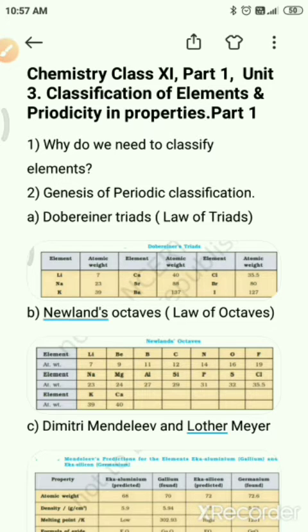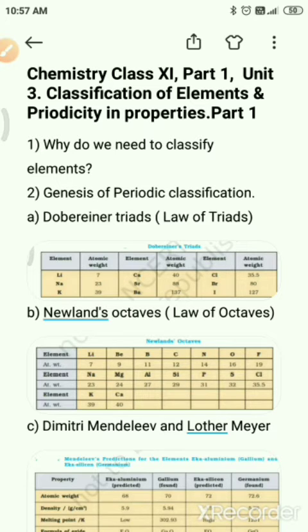Next, one more attempt was made by the French geologist A.E.B. de Chancourtois in 1862. He arranged known elements in the order of increasing atomic weights and made a cylindrical table of elements to display the periodic reoccurrence of the properties. So this also did not attract much attention about the classification of elements.